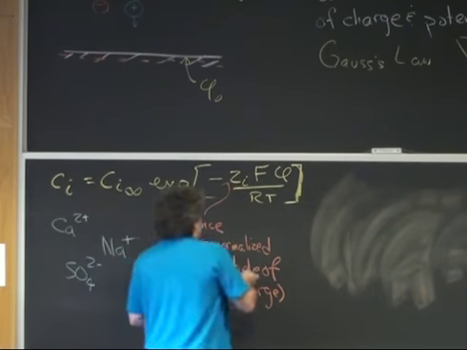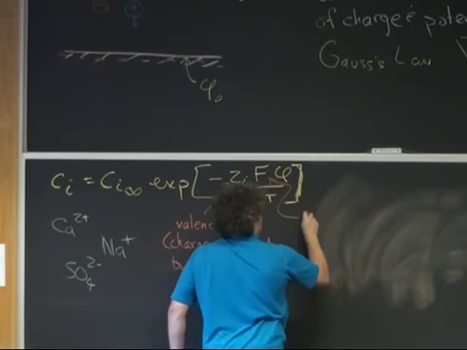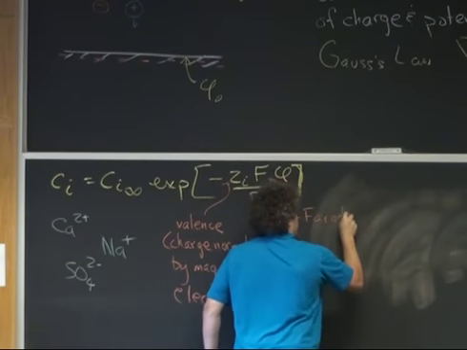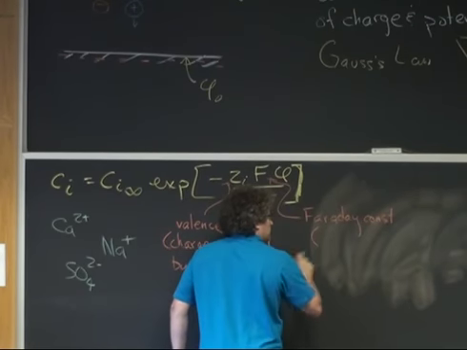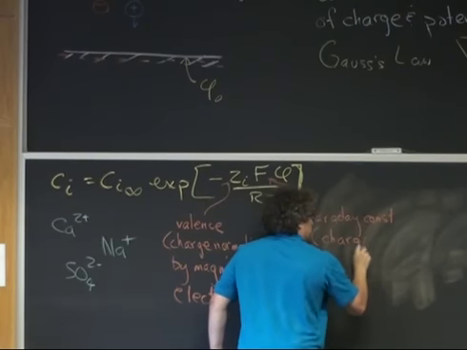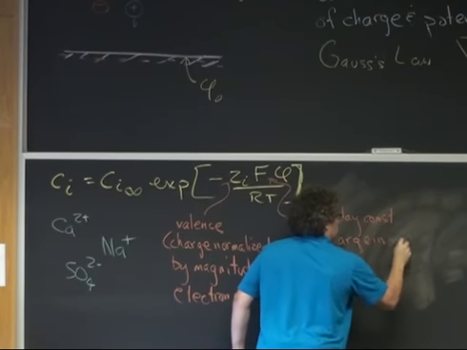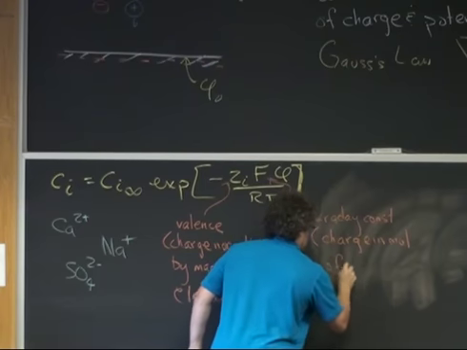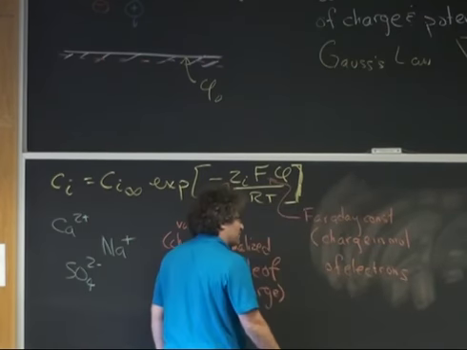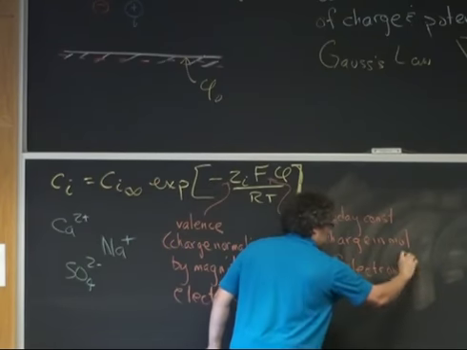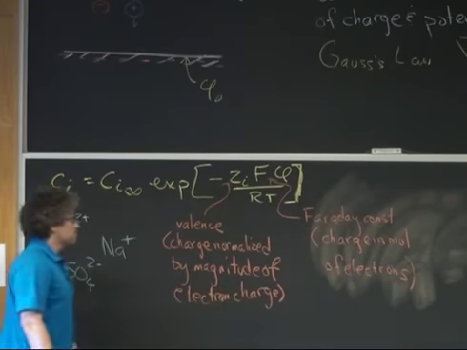F is my Faraday constant. And this Faraday constant is the charge in a mole of electrons. Or to be precise, this is the magnitude of the charge in a mole of electrons.